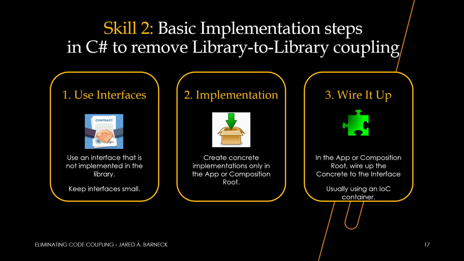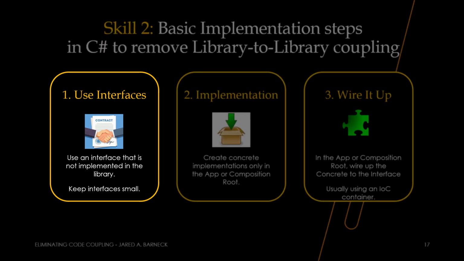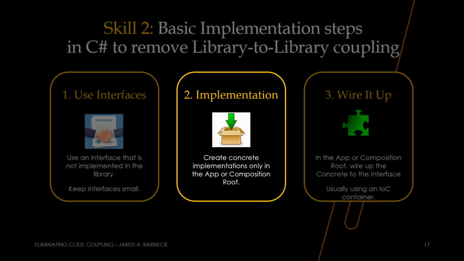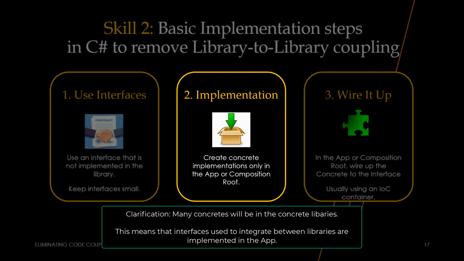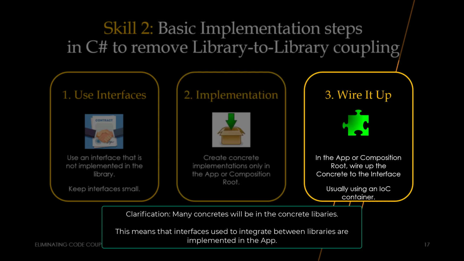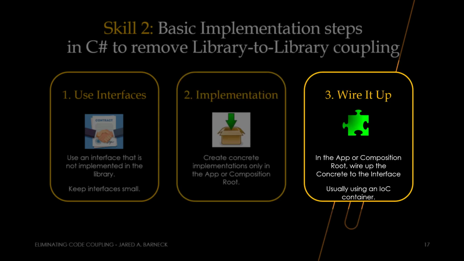So, basic implementation steps in C# to remove library to library coupling. 1. Use interfaces. Use an interface that is not implemented in the library. Keep interfaces small. 2. Implementation. Create concrete implementations only in the app or composition root. 3. In the app or composition root, wire up the concrete to the interface, usually using an IOC container.